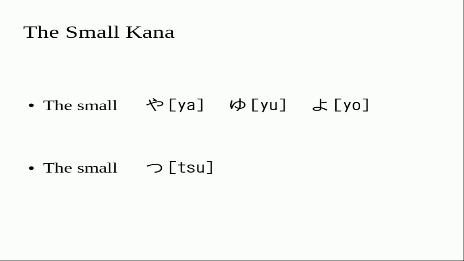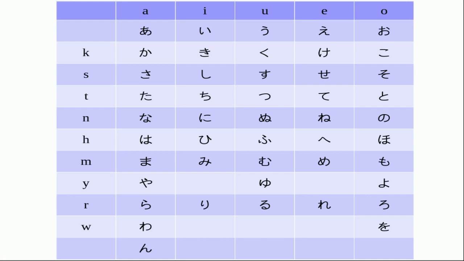Now, technically speaking, there is a third type of small kana. However, they're gonna make their own little video because they are a unique thing of their own, right? So, as I said, the small ya yu yo and the small tsu. Now, how they actually act is that the small ya yu yo attach to large hiragana and katakana characters, and they change their readings a little bit.